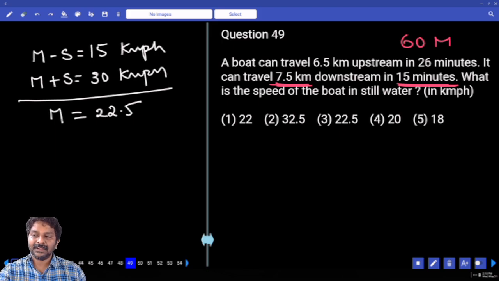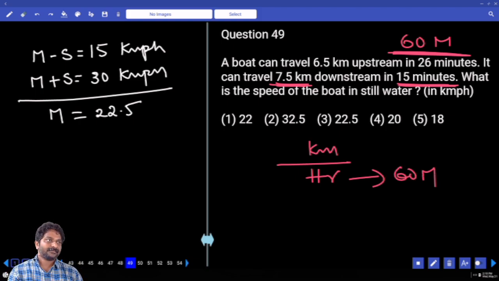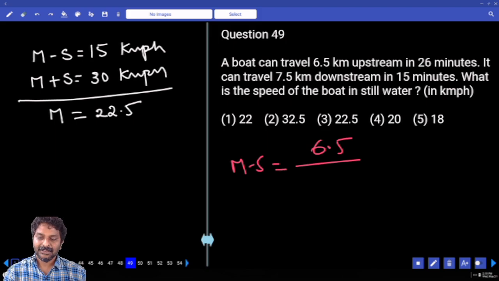Why are we converting it to 60 minutes? Because kilometers per hour means kilometers by 1 hour, right? Otherwise we would unnecessarily have to use the formula: distance covered 6.5, M minus S is equal to the given time 26 minutes, minutes converted to hours by 60, that comes to the numerator.